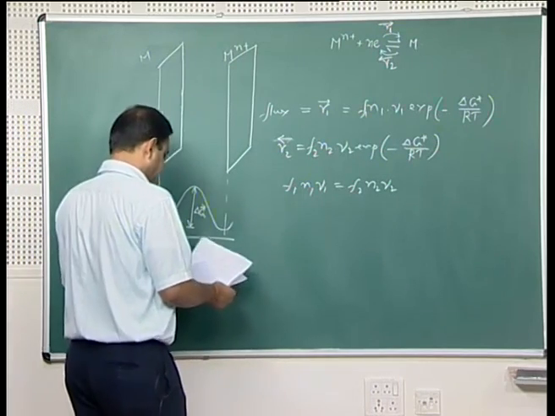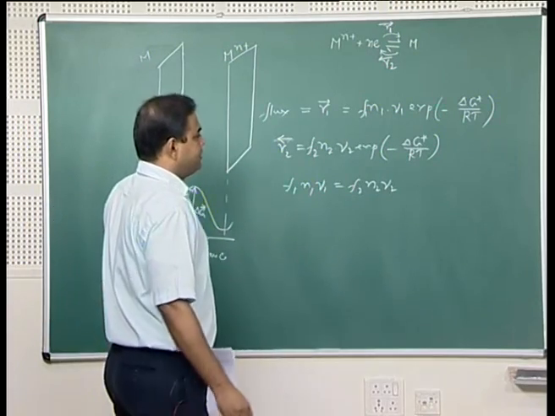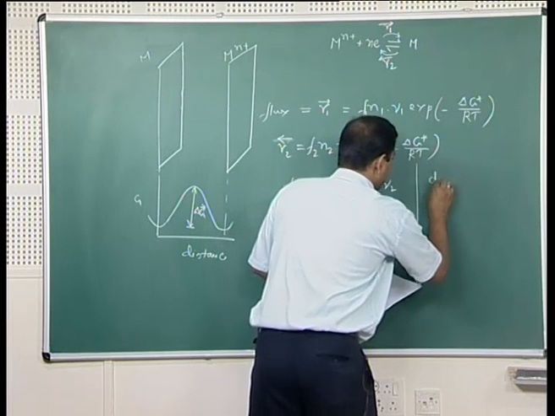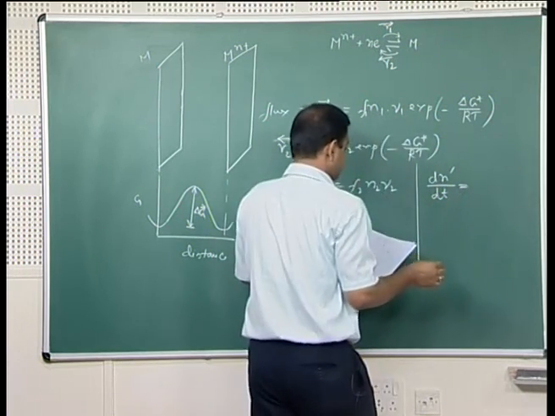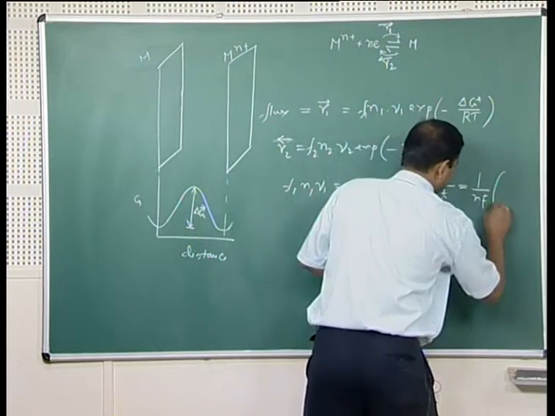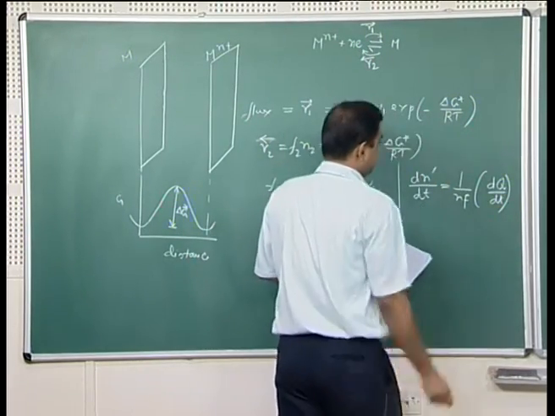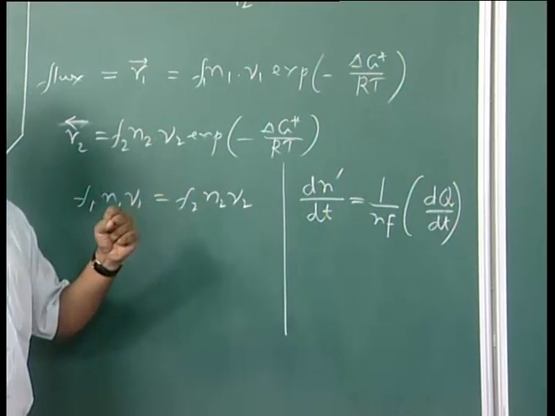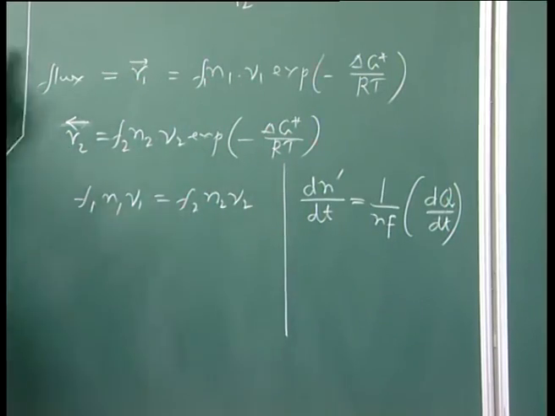We know that the current density part, if we remember the previous calculations, is dn'/dt by 1 upon nF dq/dt, since this is basically the charge transfer rate and this is the rate at which the number of moles are transferring from the metal surface to the ion surface.